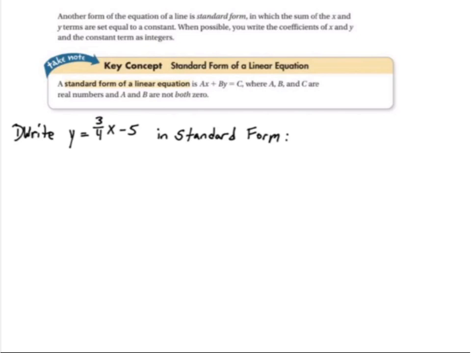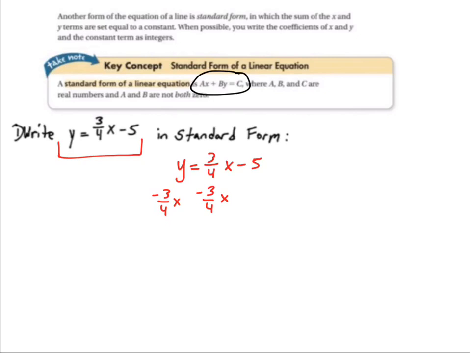So for this problem, we want to put this into standard form, which we know puts the x and y variables and their quantities on one side and a constant on the other. So if we're looking at this first example, this is slope-intercept form, so it's not quite right. So what we're going to do is take this and move the 3/4 x to the other side. So I'm going to subtract 3/4 x. And so with this, I end up with, in this case, negative 3/4 x plus y equals negative 5.